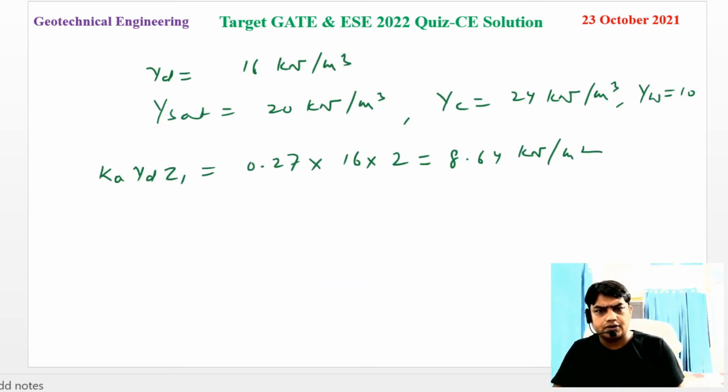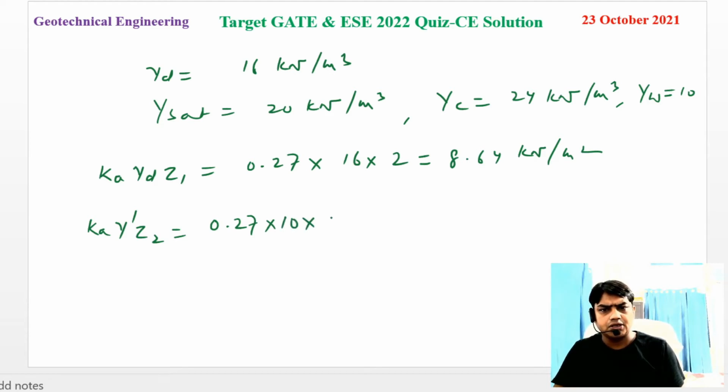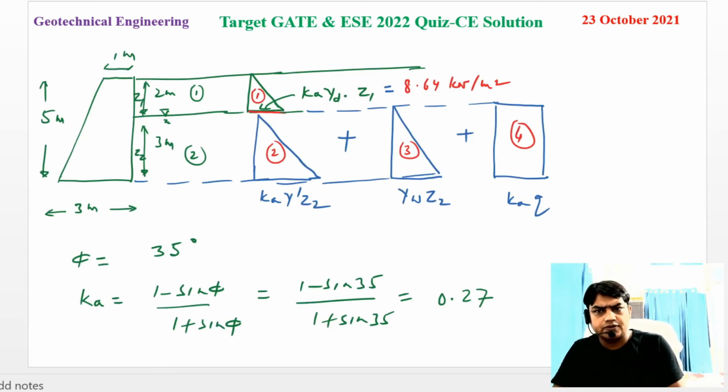Similarly, K gamma submerged into Z2 can be computed as 0.27 into gamma submerged, which is 20 minus 10, so it is 10, into 3. So this value is 30 into 0.27, which is 8.1 kilonewton per meter square. Similarly, gamma W into Z2, that is 10 into 3.